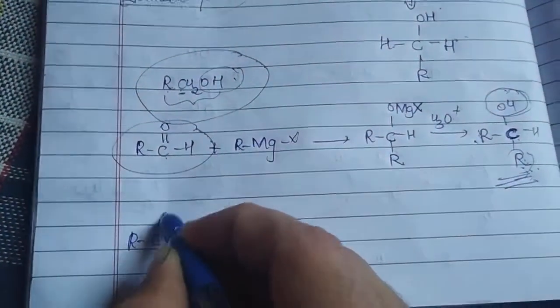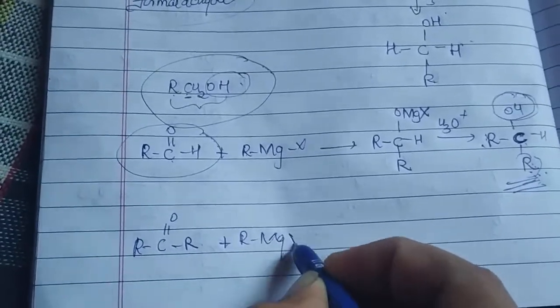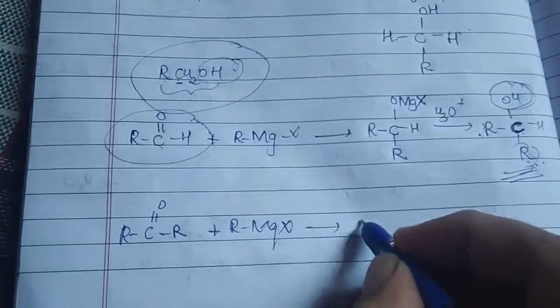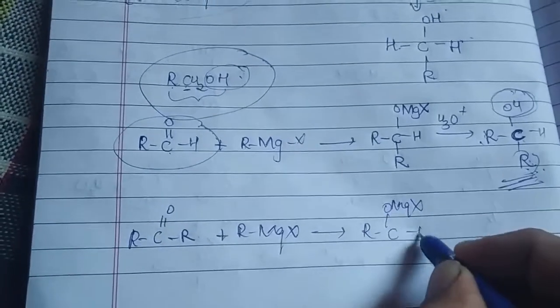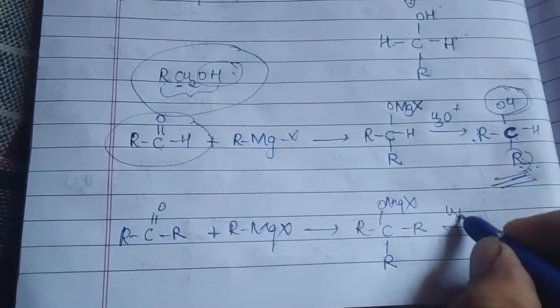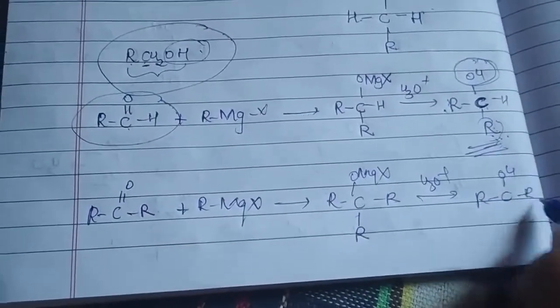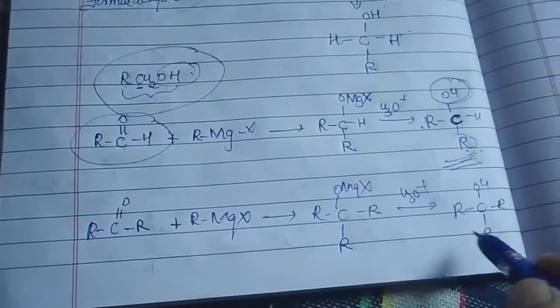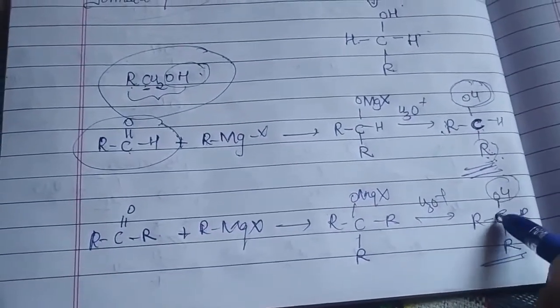You also do it. RC double bond O R plus RMgX. So here what are you going to get? RCOMgX and R plus here one R. So treating this one with the acid hydrolysis, you'll be getting RCOH R and R. So what is it? A tertiary alcohol. Why? Because a hydroxy group is attached to the tertiary carbon atom.